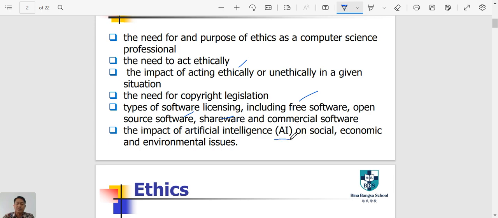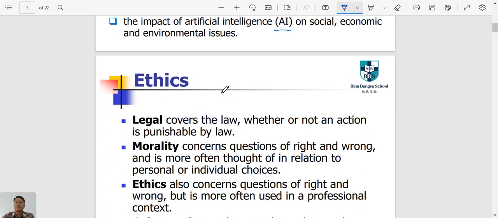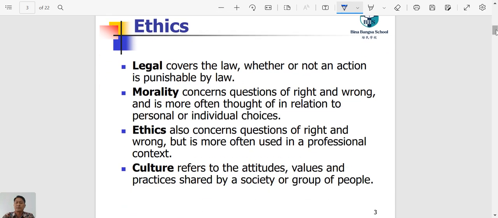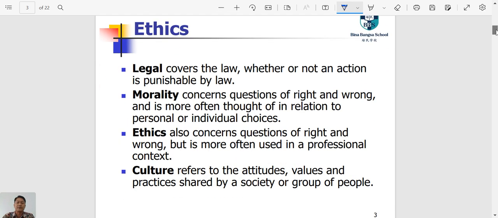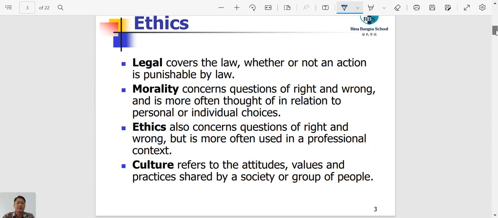Also, the most famous nowadays, we have the artificial intelligence. What is the impact on social, economic, and with regards to some environmental issues? But at this point in time, I'm going to discuss here the introduction of basic concepts about ethics, and most especially with our computer ethics.